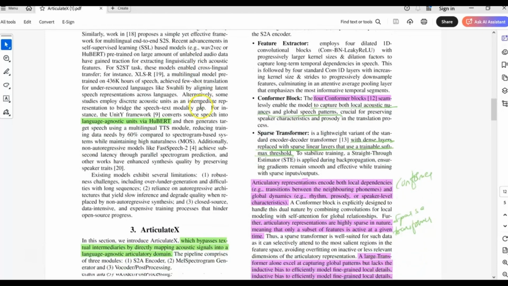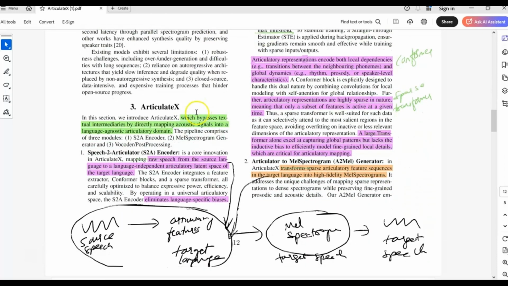Moving down to the crux of the paper, ArticulateX consists of three components, starting with the speech to articulator encoder. Let's study that in a little bit more detail. This speech to articulator encoder takes the speech in the source language and produces articulatory features, which are essentially the sounds in the target language.